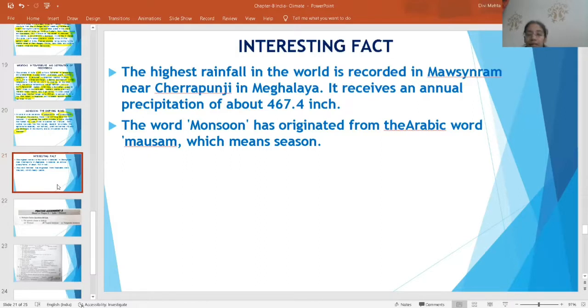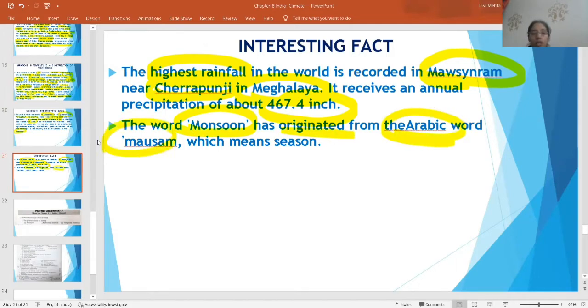An interesting fact is being given to you. The highest rainfall in the world, I told you, is at Mawsynram near Cherrapunji in Meghalaya. It receives an annual rainfall of 467.4 inches. The word monsoon originated from the Arabic word mausam, which means season.